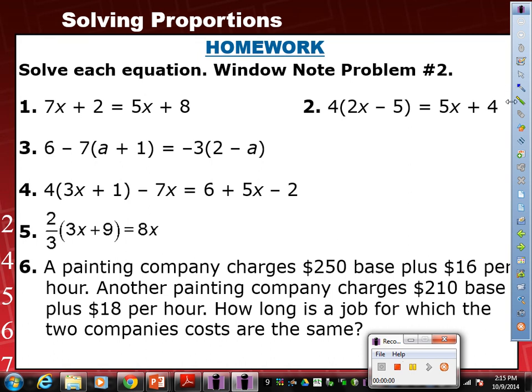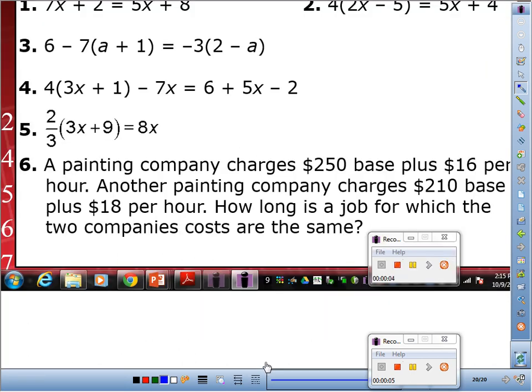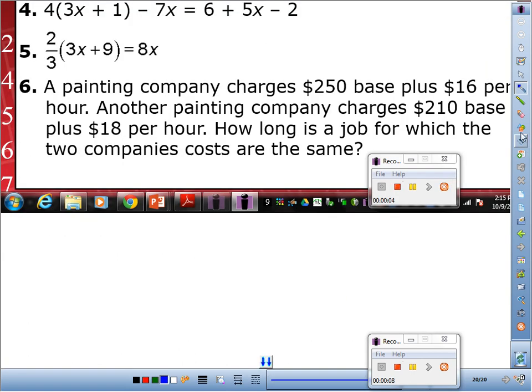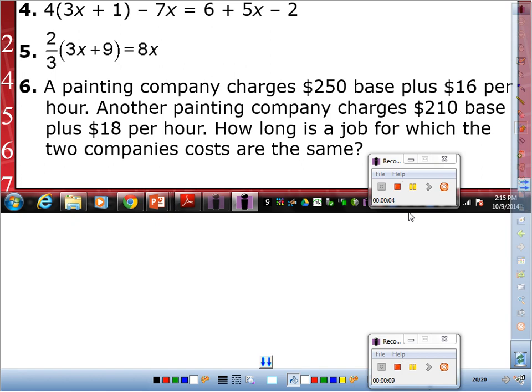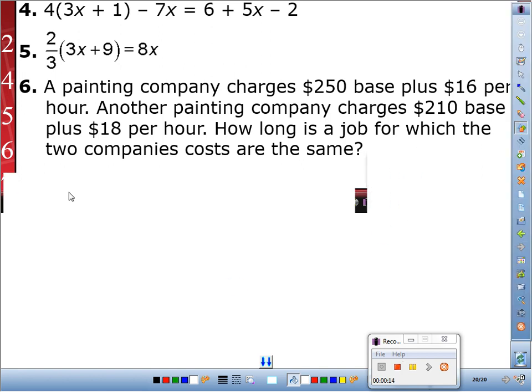Okay, I'm going to take a couple problems from the homework. Number 6. The one to the right of the clock. Yes, that's fine. It's on already. It's on. Okay, here we go.